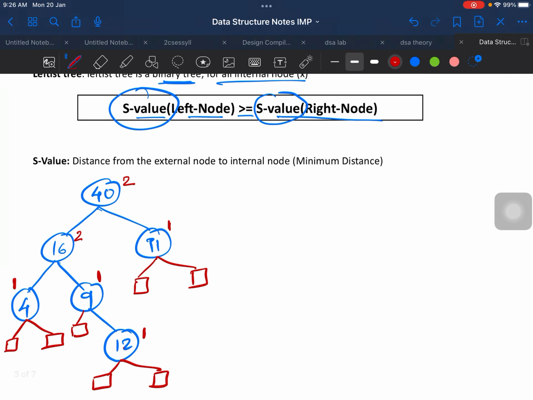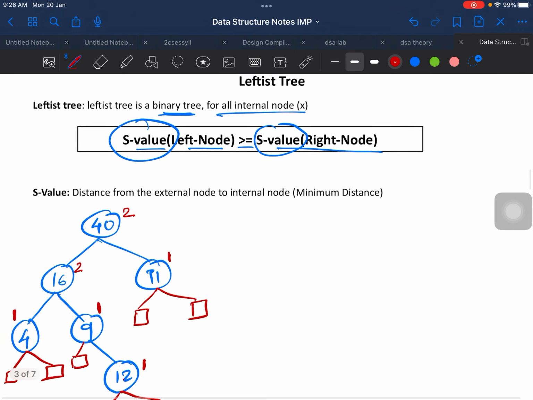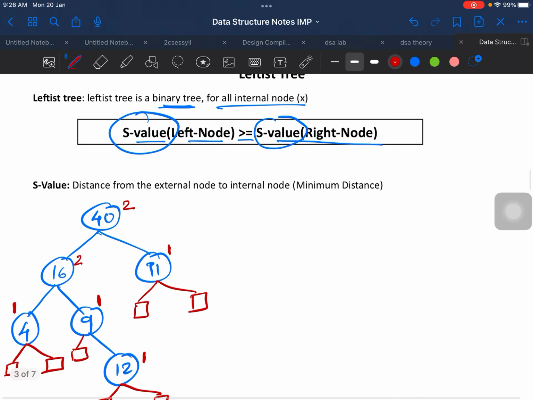Now guys, we have to check whether this tree is a leftist tree. For that, we have to remember this formula. This is the formula: s value of left node is greater than or equal to s value of right node.